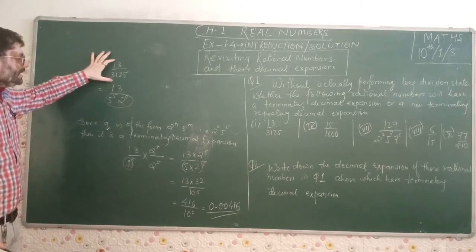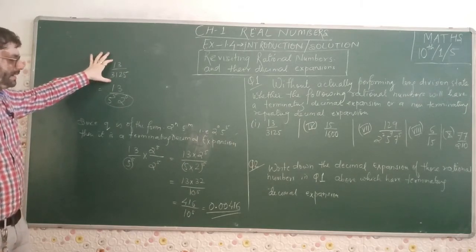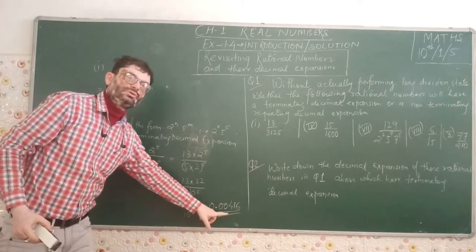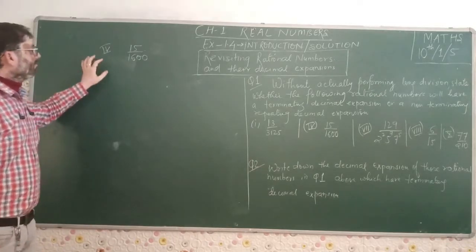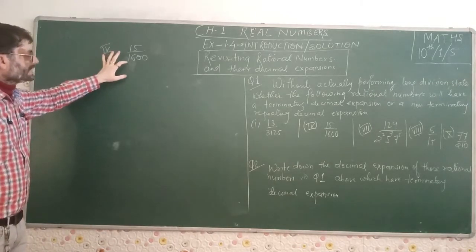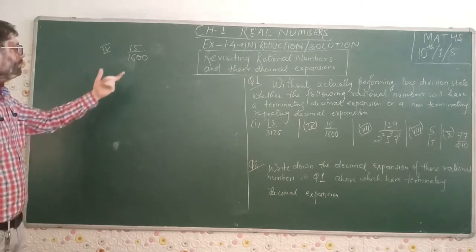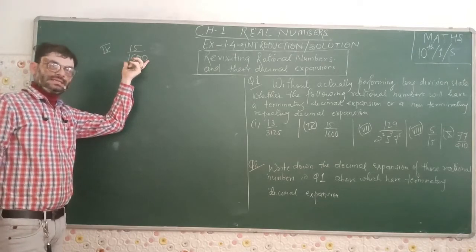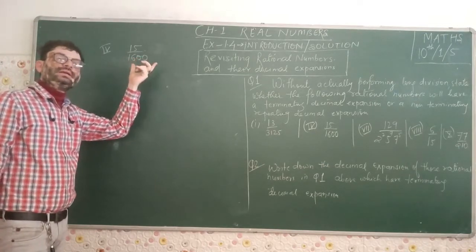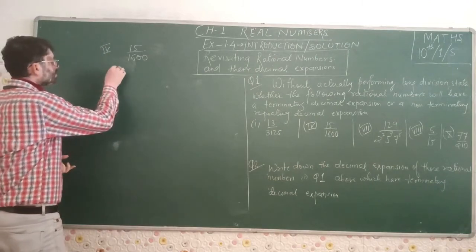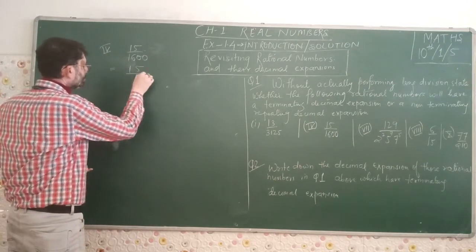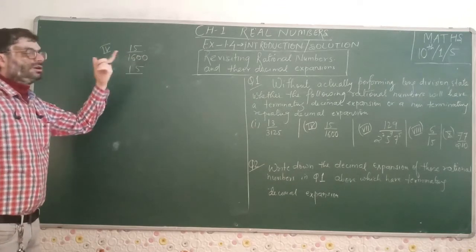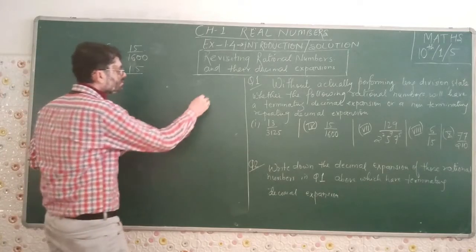This being a terminating decimal expansion can be expanded in its decimal form following this process as 0.00416. Next, 15 by 1600. The method is the same. We will have to emphasize the denominator to check whether it is a terminating decimal expansion or non-terminating repeating decimal expansion. So let us try to convert the denominator in the form of 2 and 5. Let us do the rough work here.